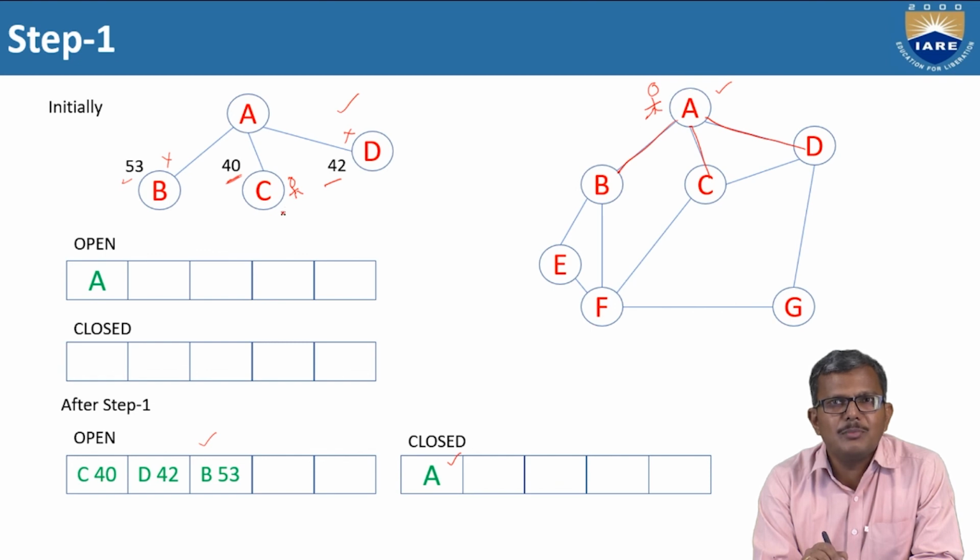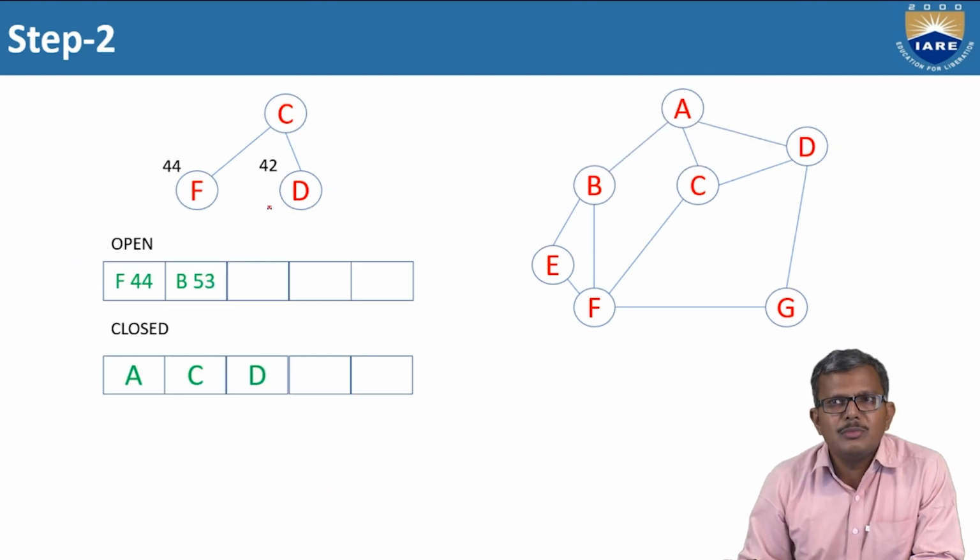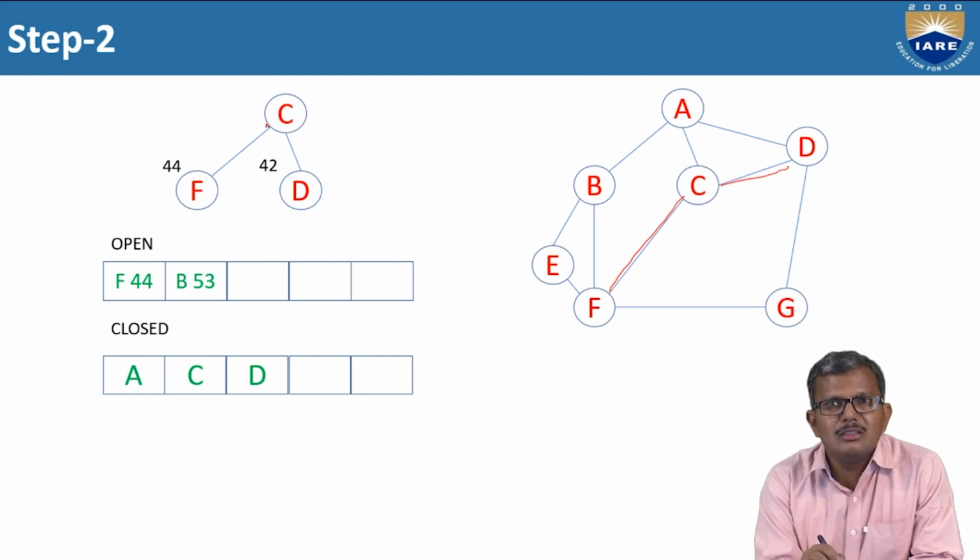So now in step number 2, what we have to do is generate the successor nodes of C. From the graph, it is very clear that C has two different paths, one pointing towards D and another pointing towards F. Then we can say that the successor nodes for this C node are F and D. So what about the Euclidean distance? The Euclidean distance from F to G is 44 and from D to G is 42.